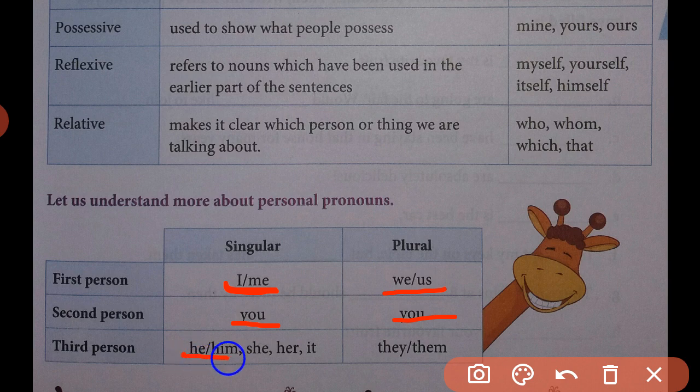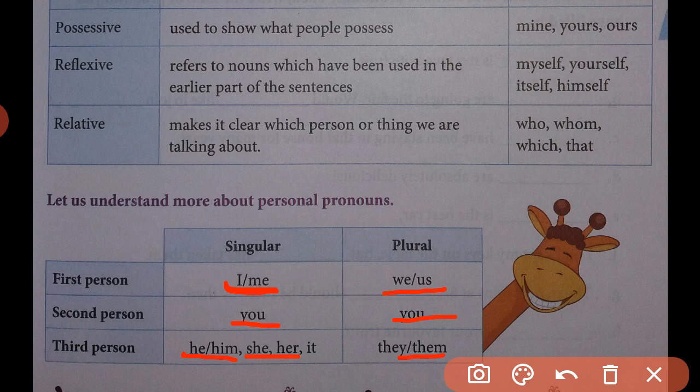Let us discuss third person. He, and the objective pronoun is him. For she, her; it; and for plural, they, them. They is a subjective pronoun, whereas them is an objective pronoun.